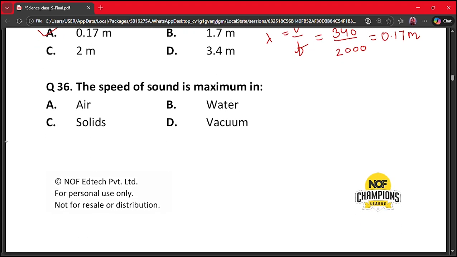Our next question is question number 36. The speed of sound is maximum in A. air, B. water, C. solids, and D. vacuum. So sound travels fastest in solids. So our correct answer is option C.